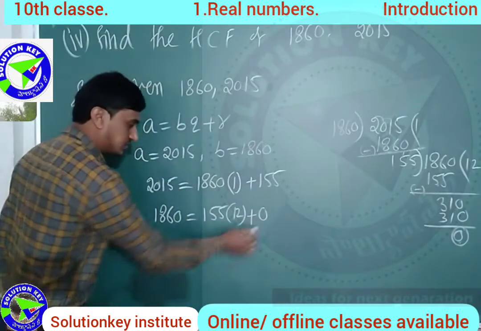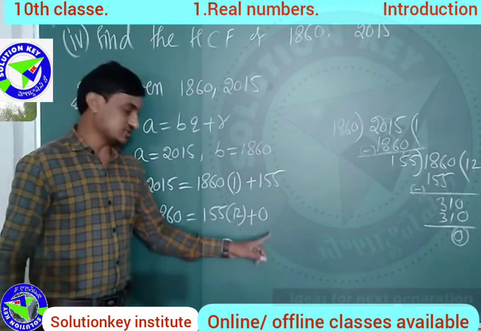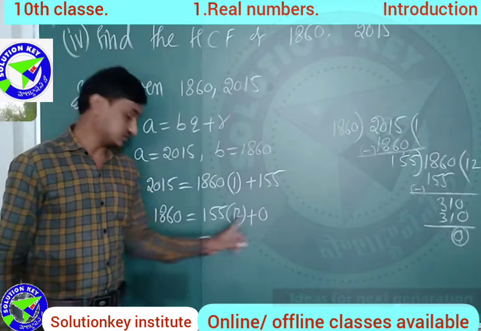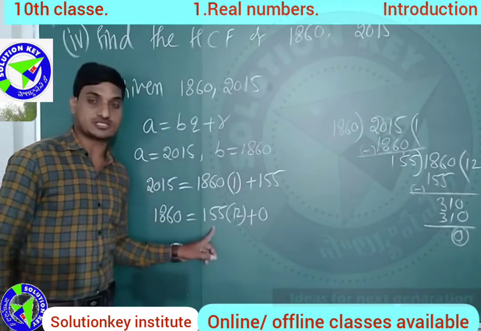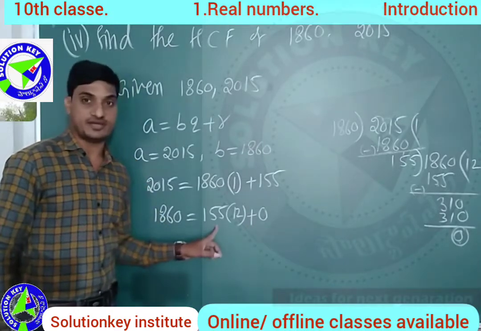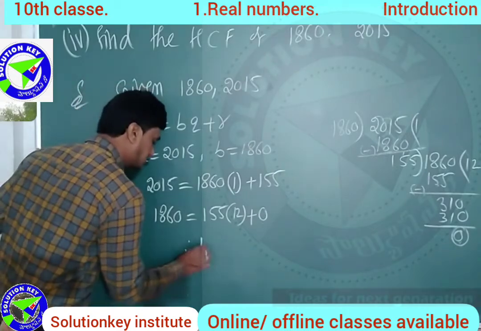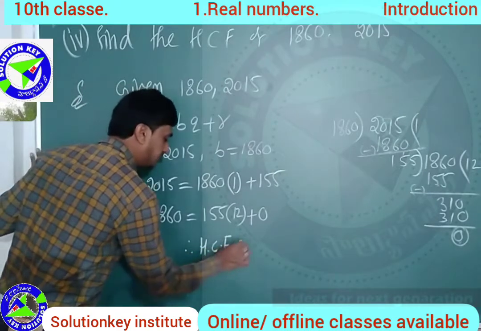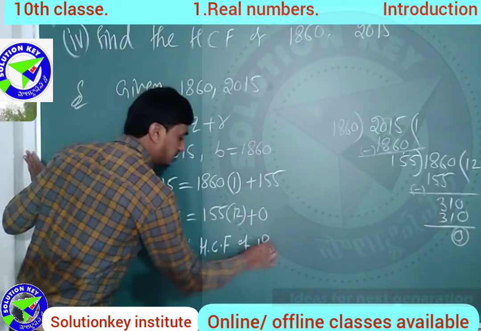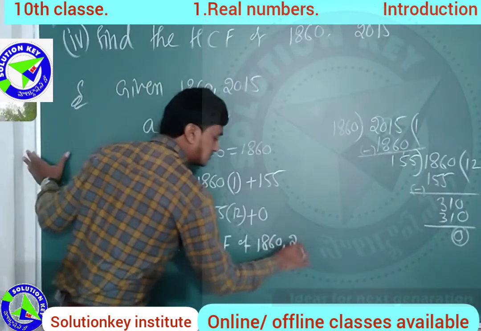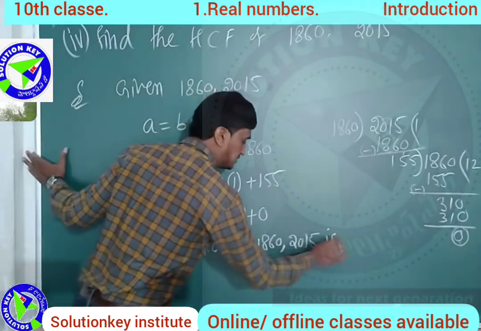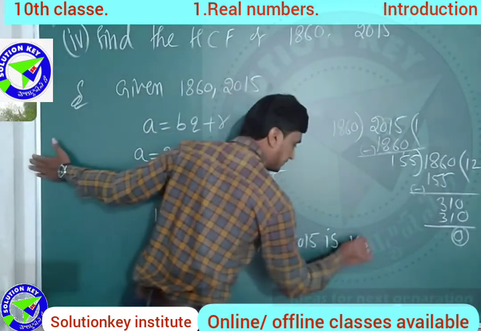Then you are getting the final result is 0. Then what is the answer? It is equal to the right side. First thing is 155. Therefore, the HCF of 1860 and 2015 is 155.